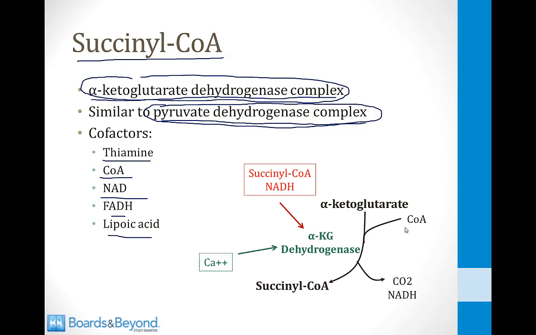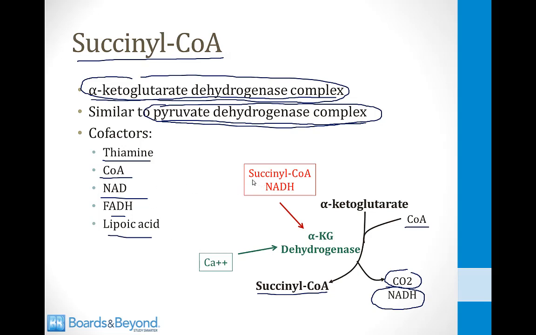It takes a molecule of CoA and adds it to alpha-ketoglutarate to create succinyl-CoA. In doing so, it removes a molecule of CO2, and therefore we go from a 5-carbon structure to a 4-carbon structure. This step also produces our second molecule of NADH from the TCA cycle, which can go to the electron transport chain to generate ATP. This is an irreversible step, and therefore regulation will occur here just as it does in the other irreversible steps.